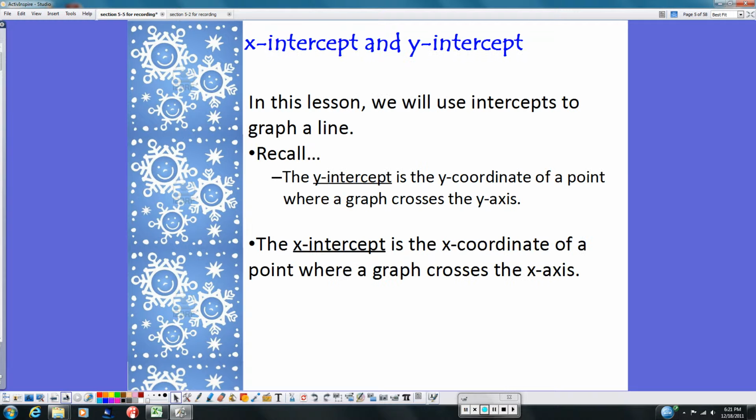So, we're going to be looking at graphing today using x and y intercepts. So we've already talked about the y-intercept. That's the point where the graph crosses the y-axis. The x-intercept is the same thing, except it's where the graph crosses the x-axis. So it's the same sort of idea as the y-intercept.